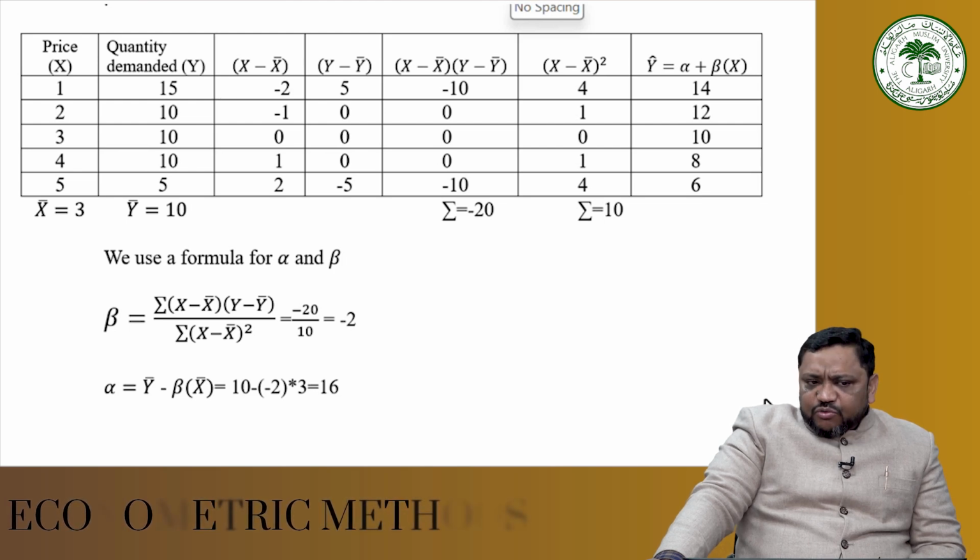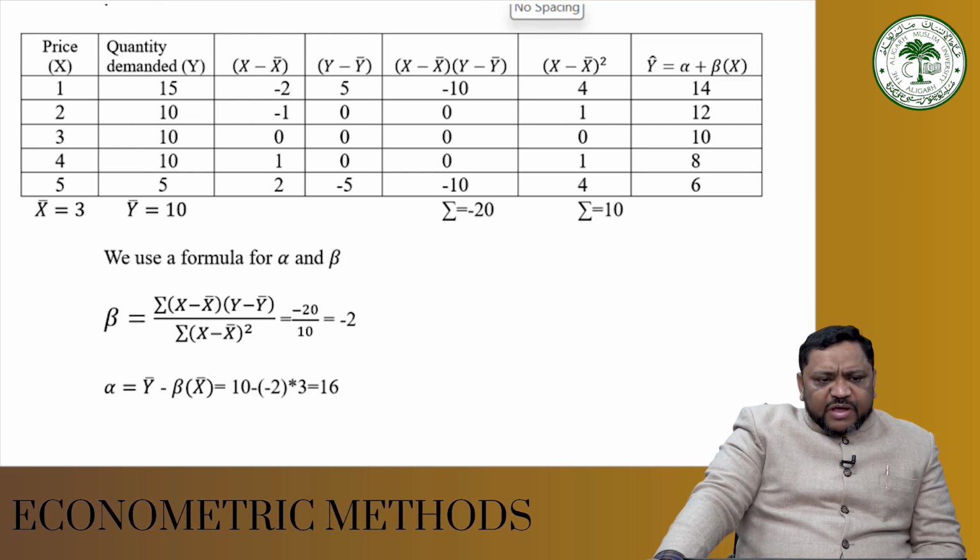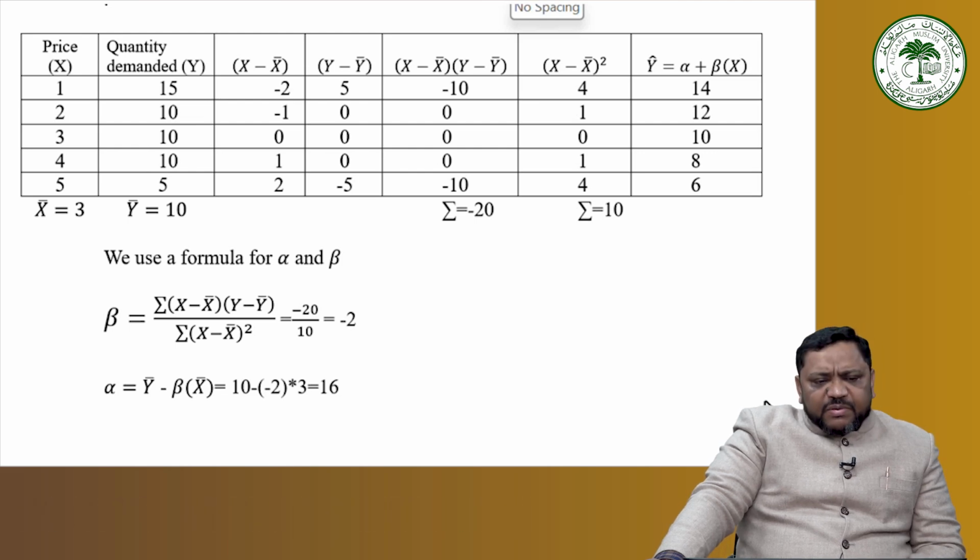Next, we calculate the value of alpha. The formula is y bar minus beta x bar. So, y bar is 10. Then beta we have just now calculated, minus 2, multiplied by 3. That is equal to 16.